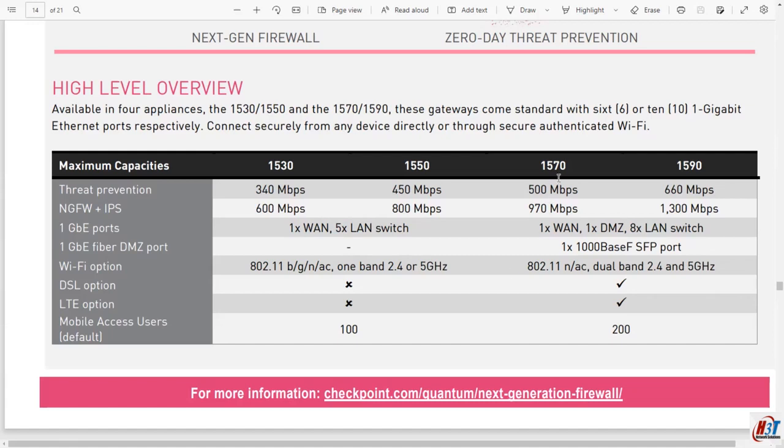Now here, if you see on the 1570 and 1590, you have the 802.11 AC, which gets the dual band, so you can run both of them simultaneously, the 2.4 and the 5 gigahertz. Now DSL option doesn't come in the 1530 and the 1550. You get the DSL option in the 1570 and the 1590 series. LTE option also is not provided in the 1530 and the 1550, but you get these on the 1570 and the 1590.